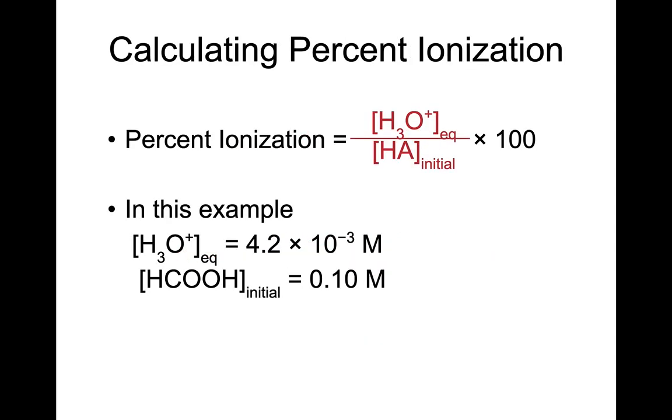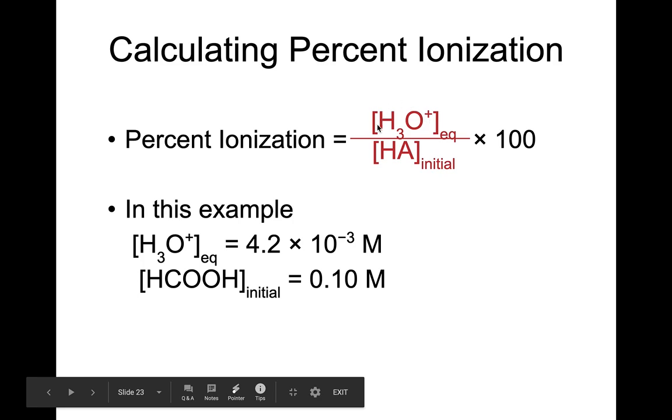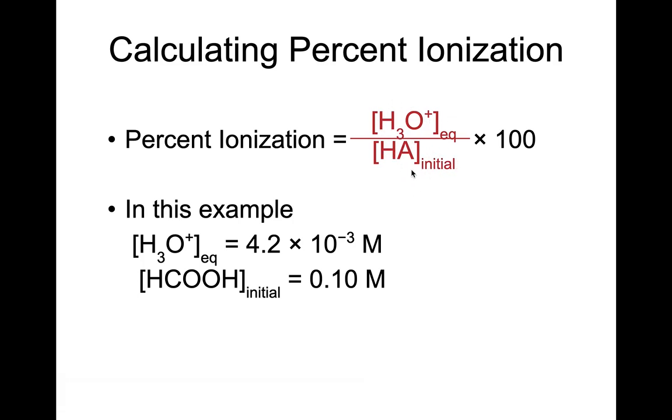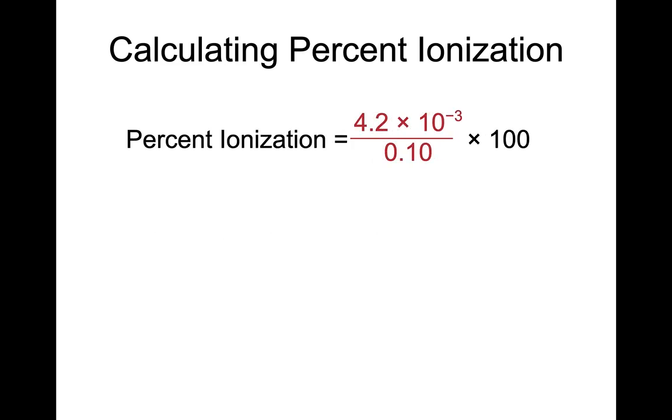We could also calculate the percent ionization of this process. Again, that would just be the hydronium ion that resulted over the initial compound that was used. And so we had our equilibrium hydronium ion concentration, we had our initial compound concentration, and so these numbers get plugged in to give us our percent ionization of 4.2%.